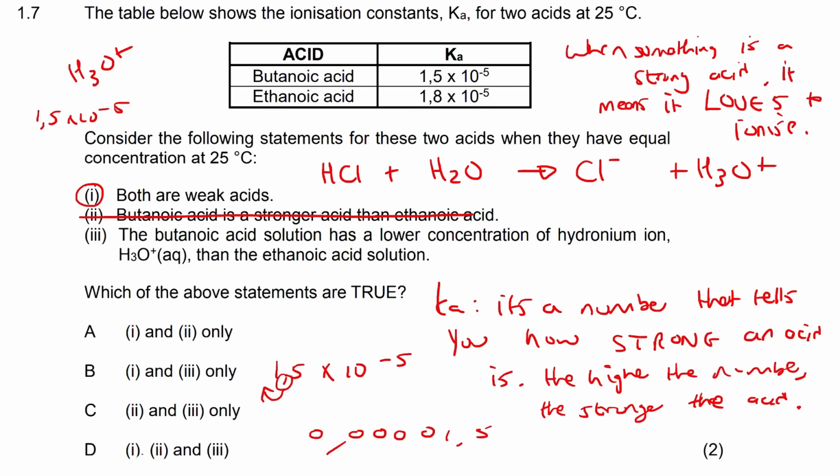The butanoic acid solution will have a lower concentration of hydronium ion. Yes, that is true. Because the butanoic acid is a little bit weaker, because it's got a slightly smaller Ka value, it means that because it's weaker, it really doesn't like to ionize. So it won't make a lot of H3O+. Who would make the most H3O+? Well, it would definitely be ethanoic acid because it's got a slightly higher Ka value. So would the butanoic acid have a lower concentration of hydronium? Yes, it would. So the answer would have to be that one.